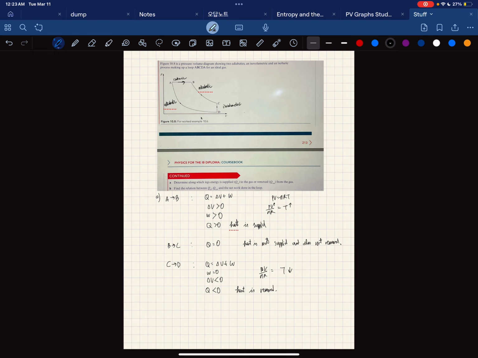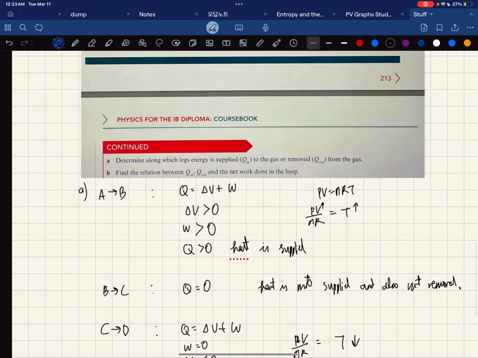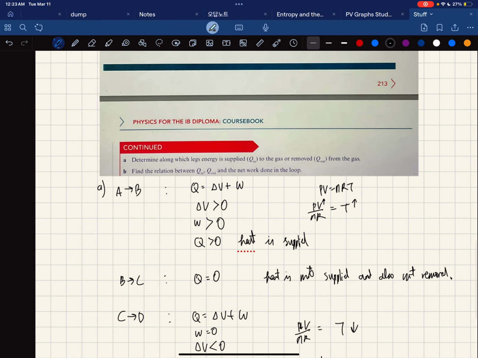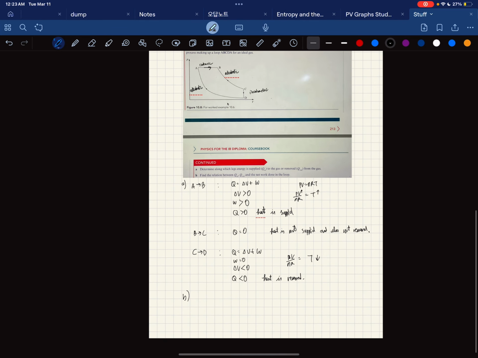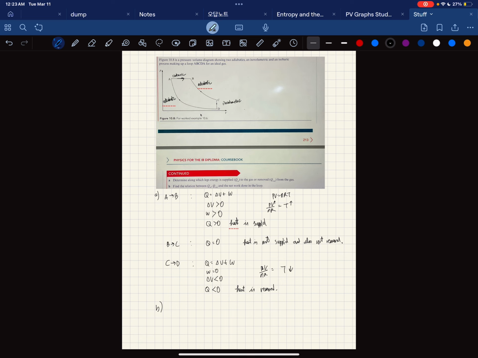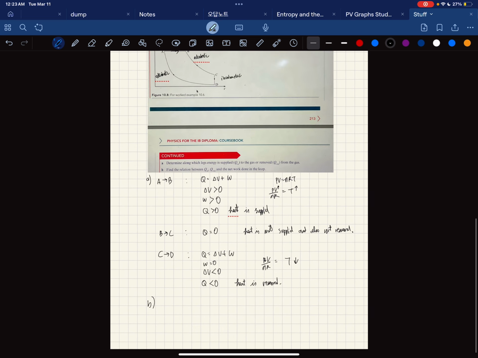Okay, now let's try to do B. Find the relationship between Q in and Q out and net work done in the loop. Honestly, I think it's better if you guys just know this and take this in as a fact. Q in minus Q out. Well, technically speaking, these are all absolute values. So Q out would be positive. So we're subtracting positive from positive.